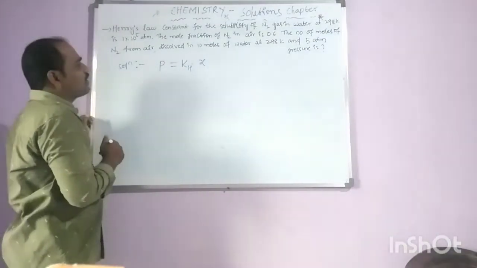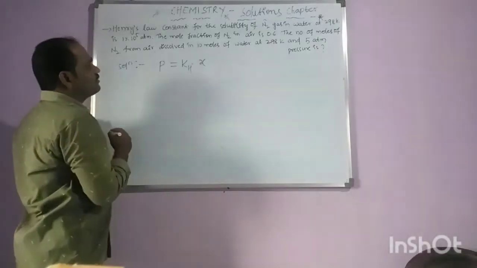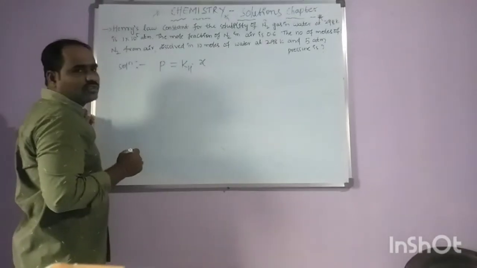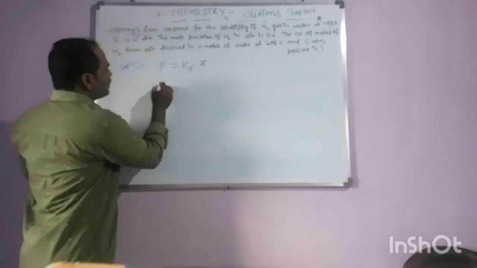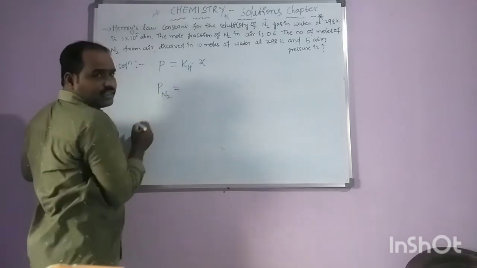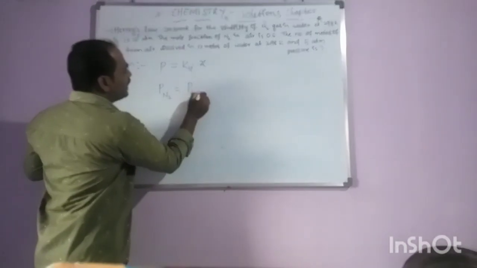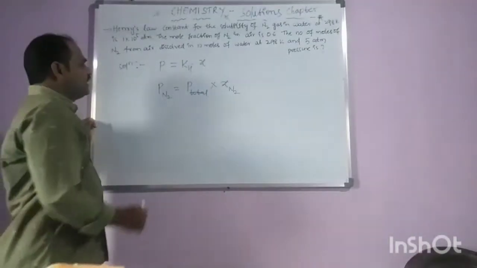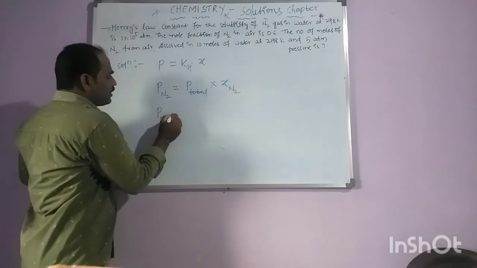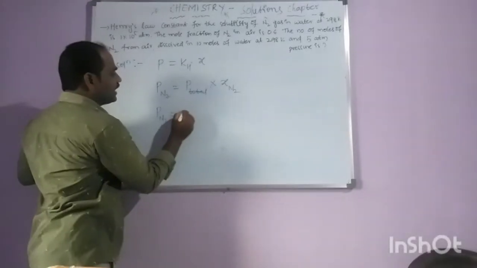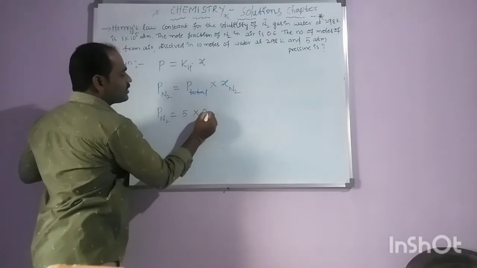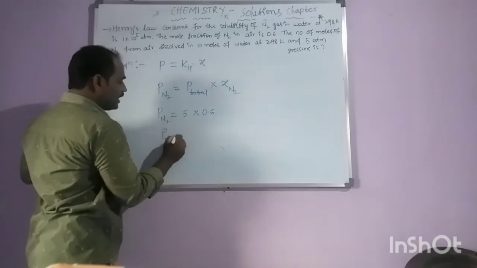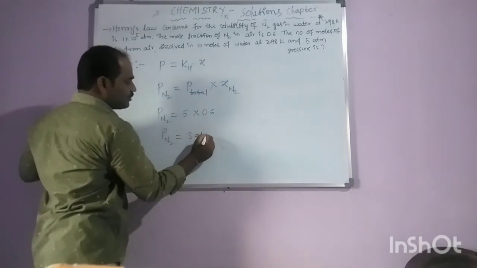Here the partial pressure of the gas is not given, only Henry's law constant is given. From Dalton's law of partial pressure, we can also calculate the partial pressure of the gas. Partial pressure of the N2 gas is equal to total pressure into mole fraction of the N2 gas. The total pressure of the air is given, that is 5 atmosphere, and the mole fraction of N2 in air is 0.6. Then the partial pressure of the N2 gas is equal to 3 atmosphere.